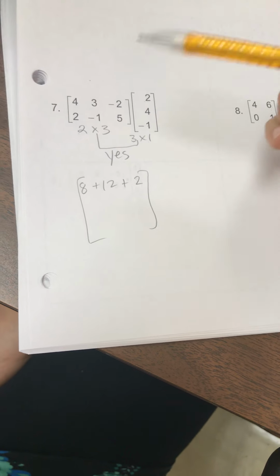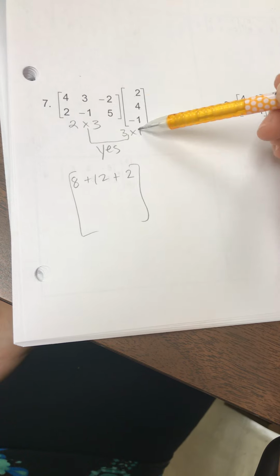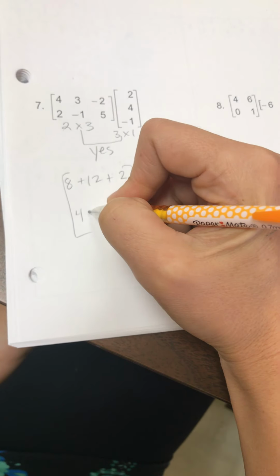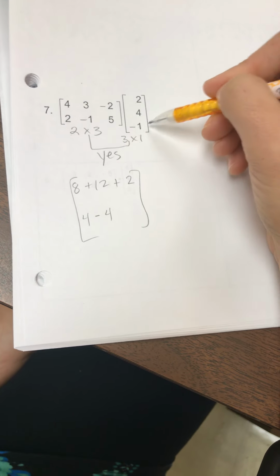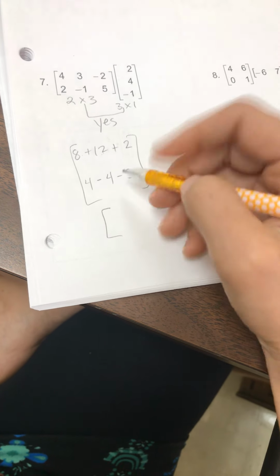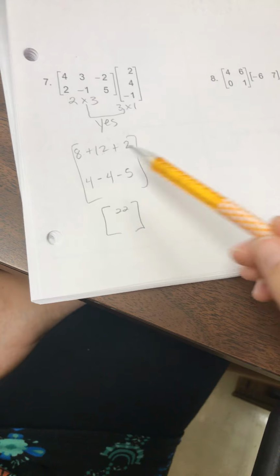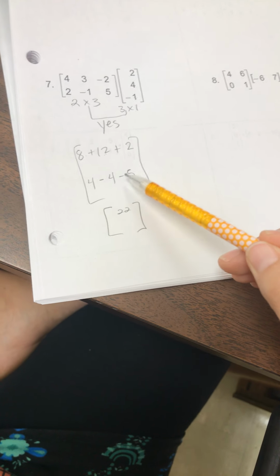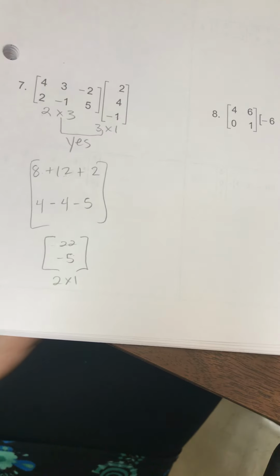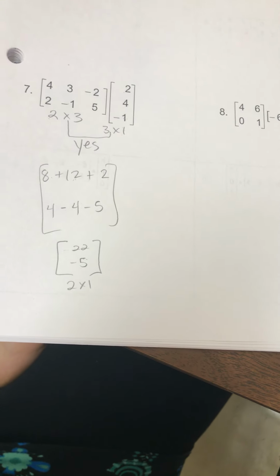Okay. Now let's do this next one. So this row times this column. So 2 times 2 is 4. Negative 1 times 4 is negative 4. And 5 times negative 1 is negative 5. So now, let's see, we get 8 plus 12 is 20, plus 2 is 22. And you're going to have 4 minus 4 is 0, minus 5 is negative 5. So this is your answer, and your answer should be a 2 by 1. So there's 2 rows and 1 column. So that's true. That's correct, if you need to check it.